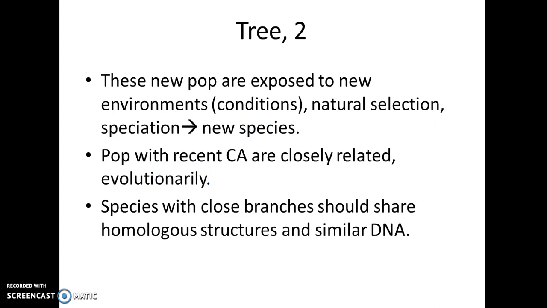The new populations are exposed to new environmental conditions. You have natural selection, you have speciation, and the formation of a new species, which I just said. Populations with recent common ancestors are more closely related evolutionarily. Those two species will have similar DNA sequences and they should have homologous structures. The structures will look the same or similar, but will have different functions due to different environmental conditions.